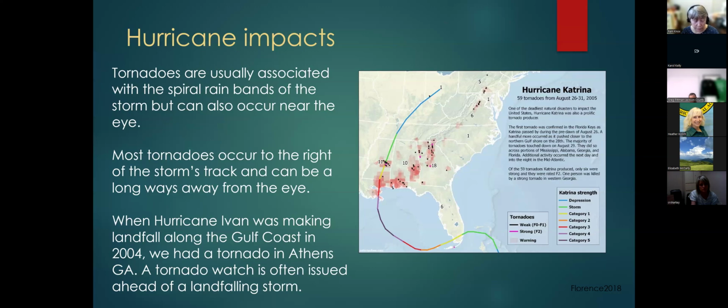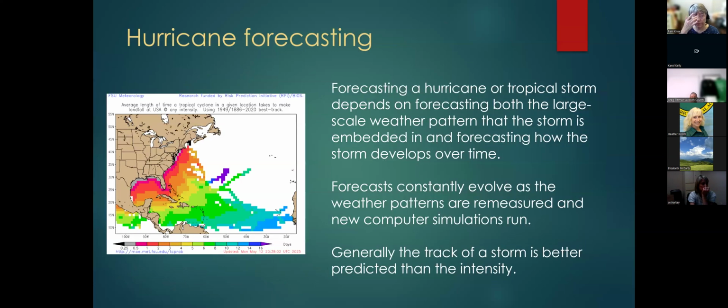I remember when Ivan came on shore in 2024, it was just making landfall, and we had a tornado in Athens. So that is a long ways away. You can have those tornadoes a long ways away from the center of the storm. So I've got to keep going here.